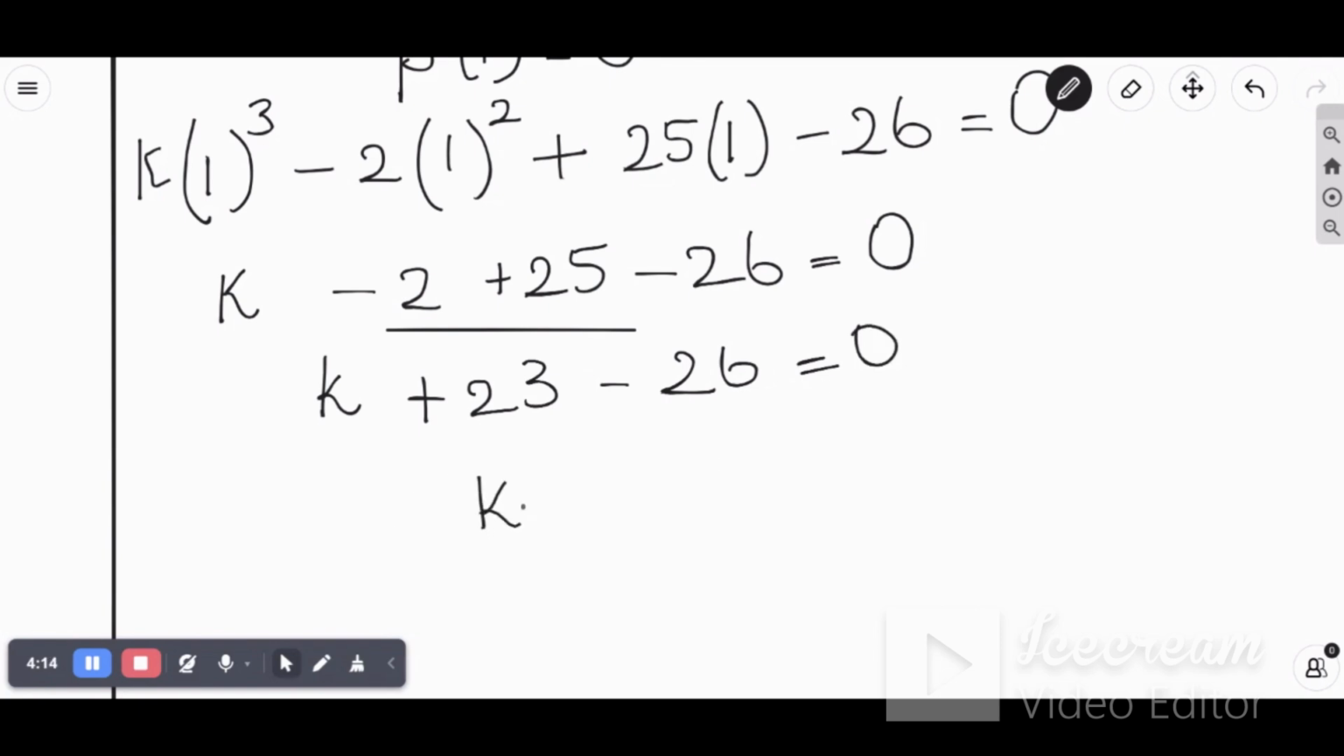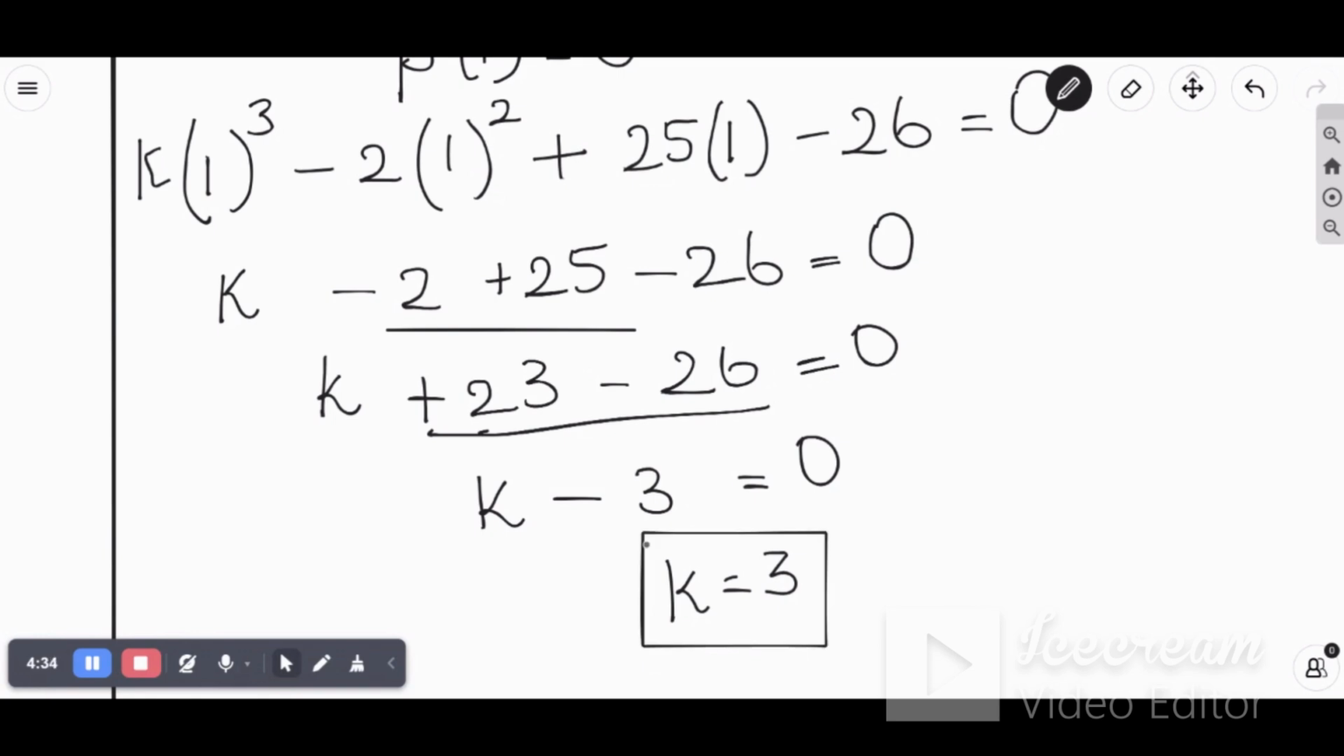Now put your k as such. Here, the minus is the biggest symbol, so put the minus symbol. 26 and 23 are of different signs, so subtract them. 26 minus 23 will be 3. This is equal to 0, which means your k is equal to 3. So this is your answer.